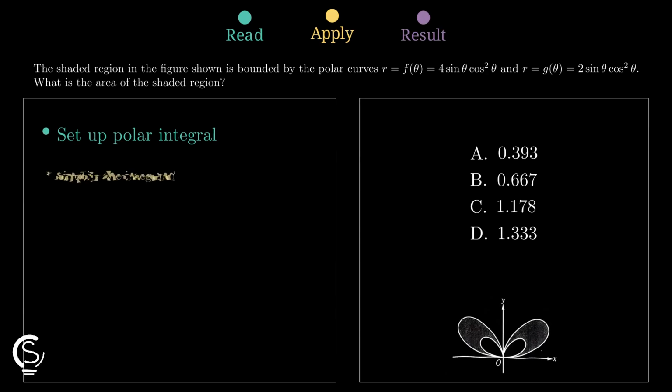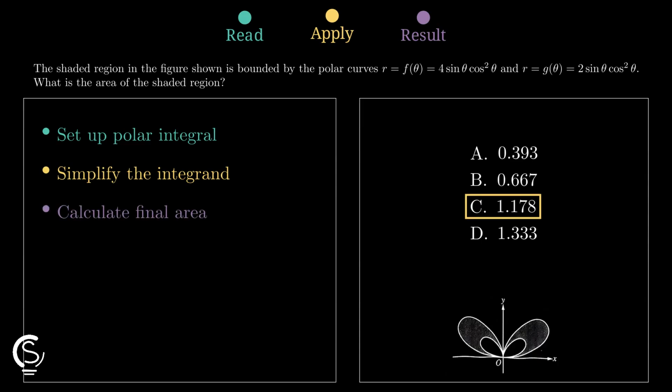Finally, integrate over the interval. Multiplying by the 1/2 constant yields 3 pi over 8, which equals 1.178.